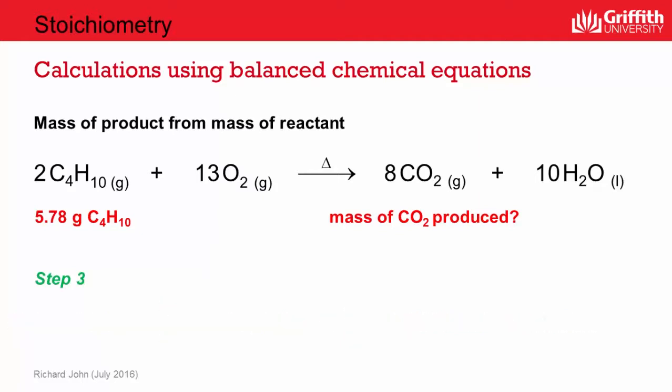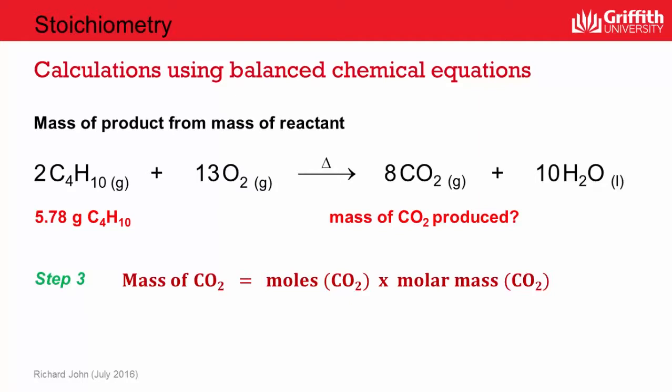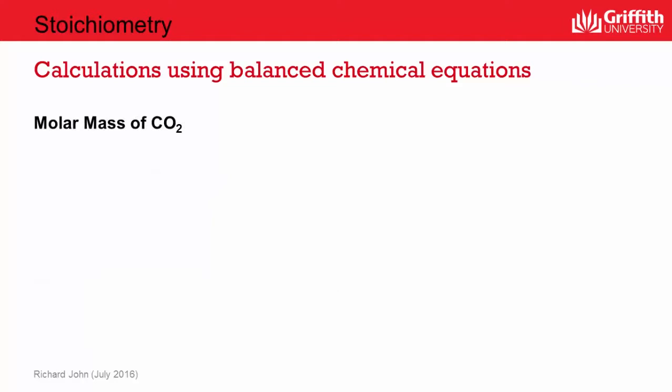Step 3, we now have to convert the moles of carbon dioxide produced into the mass of carbon dioxide. So the mass of carbon dioxide equals the moles of carbon dioxide times the molar mass of carbon dioxide. This is the molar mass equation rearranged to have mass as the subject. The moles of carbon dioxide we just calculated in step 2 to be 0.398 moles times the molar mass of carbon dioxide. We can quickly work that out.